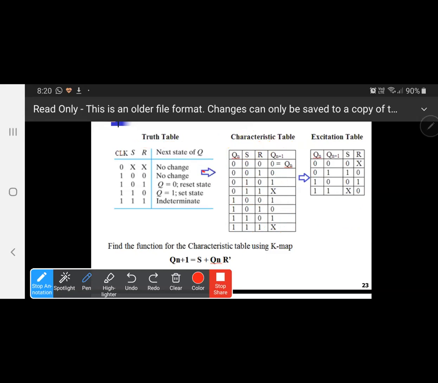So from this table, we draw this characteristic table, and we can find the characteristic equation. From this characteristic table, I can find the characteristic equation. How can I find it? I need to draw the K-map.